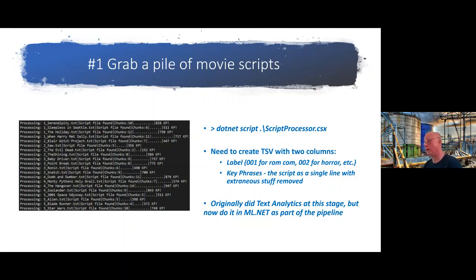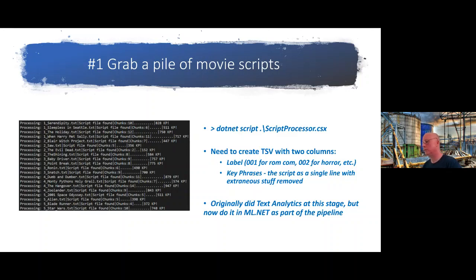What you need to do with this project is go out, get them, put them all in a subdirectory, and run our script processor. And the role of the script processor is really simple. It's to chunk through all those scripts, file by file, and add them to a tab-separated value file with two columns. The label one, remember, is the thing we're interested in. So we have to do some supervised learning work here, and we have to name each of them. You can see one for rom-com, two for horror. This is the code we build up. And all the movie as a single line with the extraneous punctuation removed.